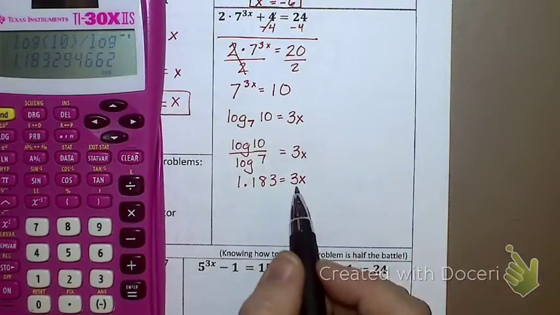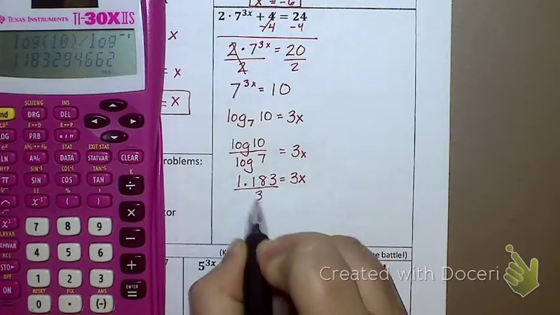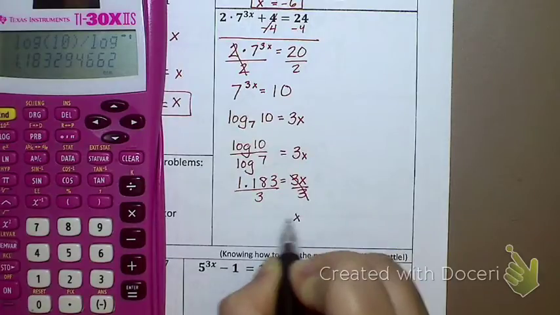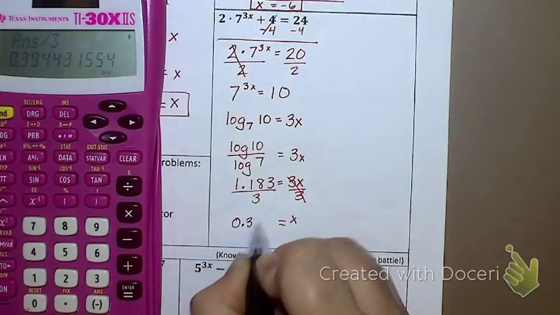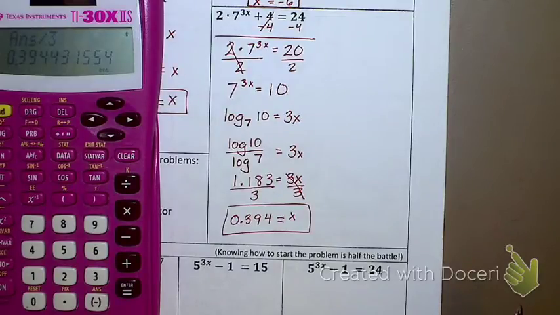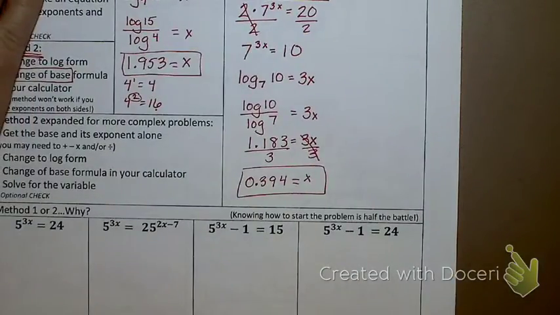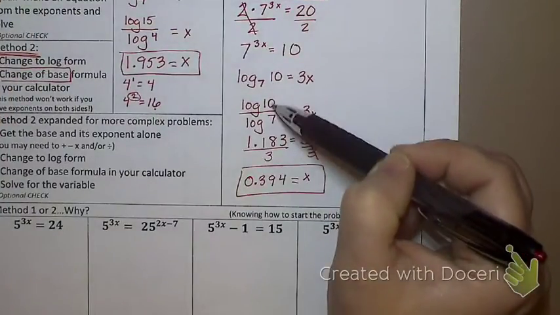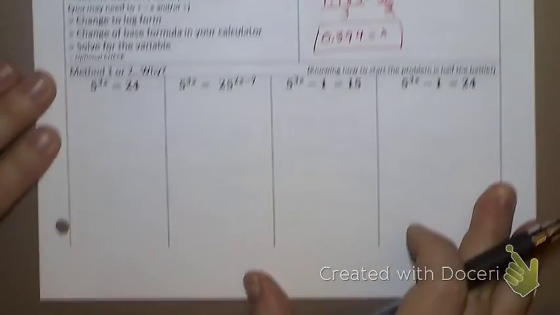Now, notice I have not cleared my calculator because I have not gotten x by itself, have I? Now, how do I get x by itself? Divide by 3. So don't clear your calculator. Just hit divided by 3, and I get 0.394, and that's my answer for x. Can I check it? Absolutely, I always can. I don't have to check it, though, because I didn't have to worry about taking the log of a negative number. Okay? All right, looking at a few problems down here.